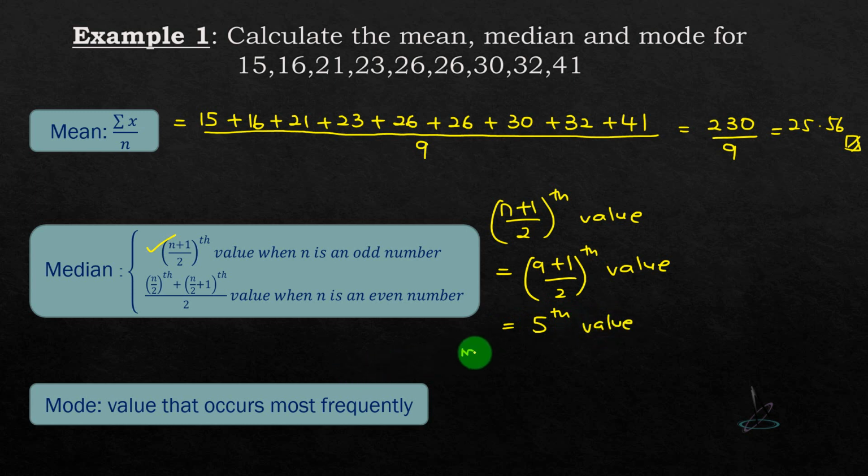That means our median is equal to x of 5. We already have everything in ascending order. So 1, 2, 3, 4, 5. The fifth one is 26. So the median is 26. Okay, done with the median. Mode is the value that occurs most frequently, so that value must come out more than once. The only number that comes out twice is 26. Therefore, the mode is 26.